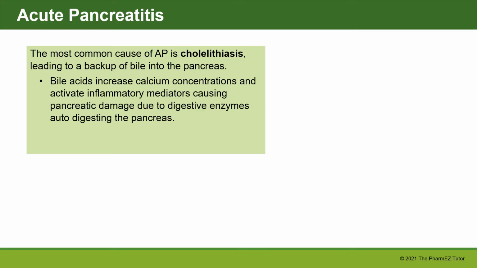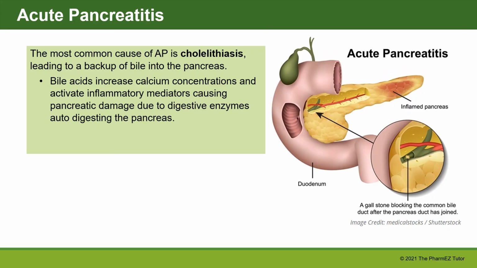Bile acids increase calcium concentrations and activate inflammatory mediators, causing pancreatic damage due to digestive enzymes auto-digesting the pancreas. In the figure, you can see the pancreas and the duodenum, and a gallstone that blocks the common bile duct where the pancreas duct joins.